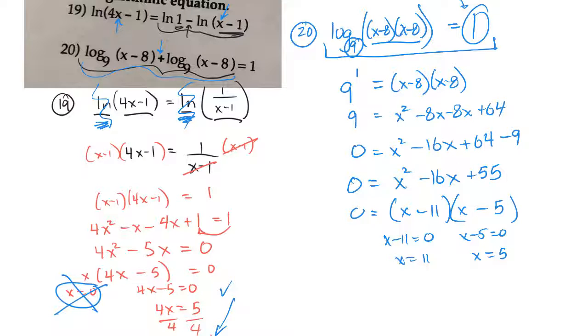Again, just like I did over on this side, I should check to see if my numbers work. Putting an 11 in there, 11 minus 8 is 3, 11 minus 8 is 3. Yeah, that's okay. But putting a 5 in, 5 take away 8's negative number. Actually, I shouldn't be doing it at this stage here. I should be doing it at this stage over here, the original question. So if I put a 5 in there, 5 take away 8 is a negative 3. You can't take the log of a negative number, therefore I'm not using 5.